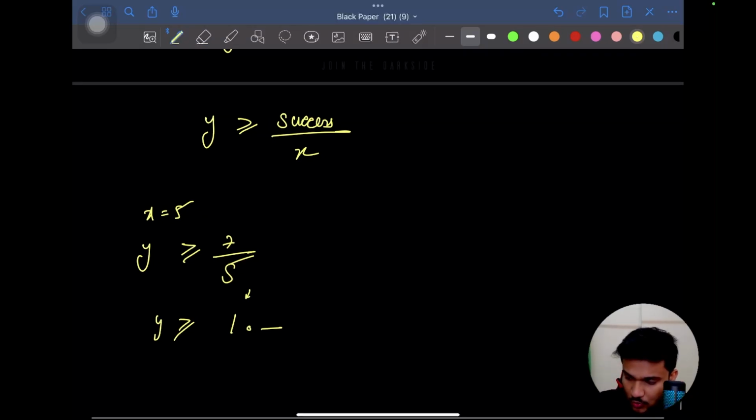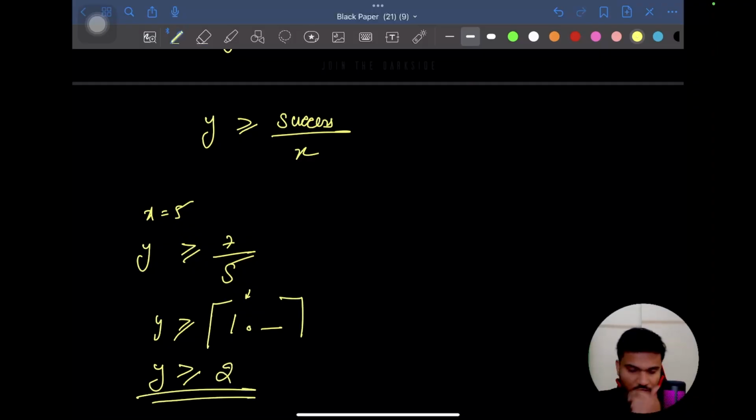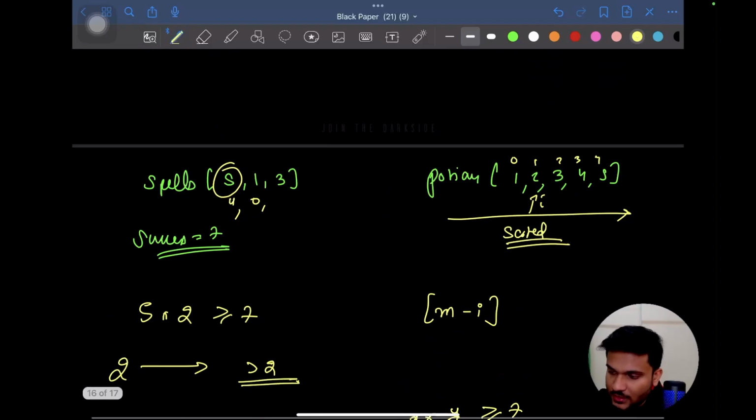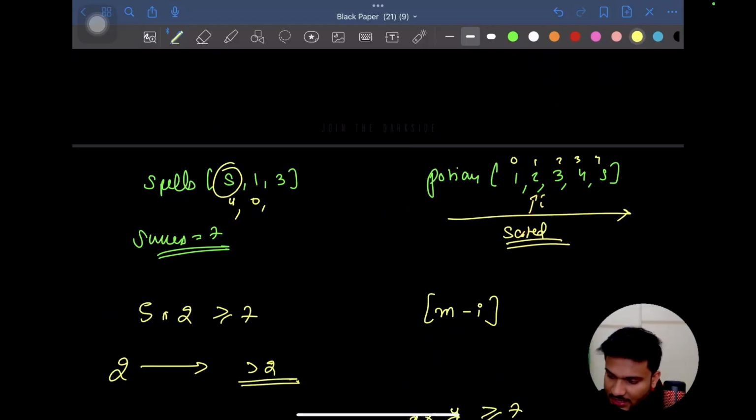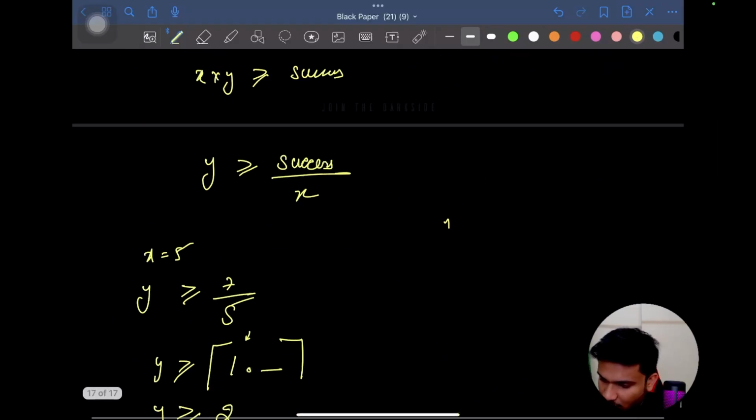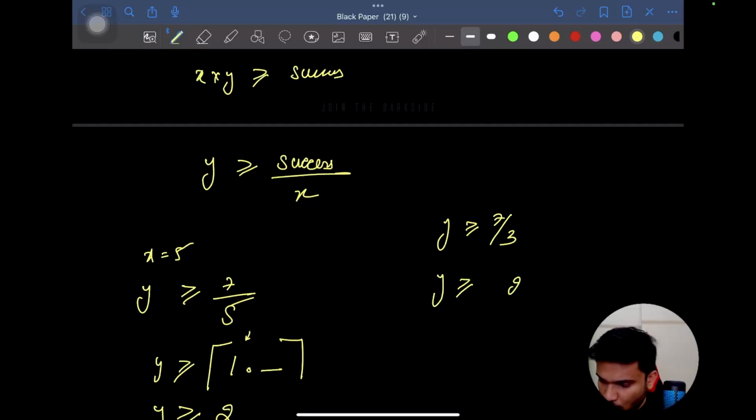Should you pick 1? No. You should pick floor of this value. So you want to find the first value of y greater than or equal to 2. What is the first value of y greater than or equal to 2? Index 1. Right? Then, let's say for 3, 3 will be 7 by 3, which is 2 point something.